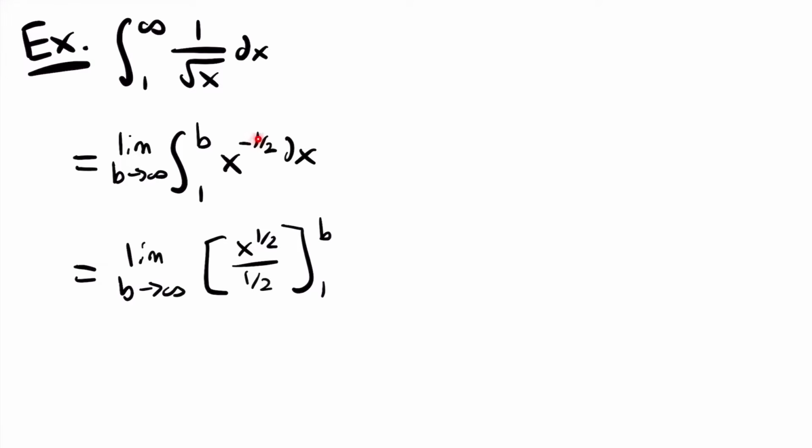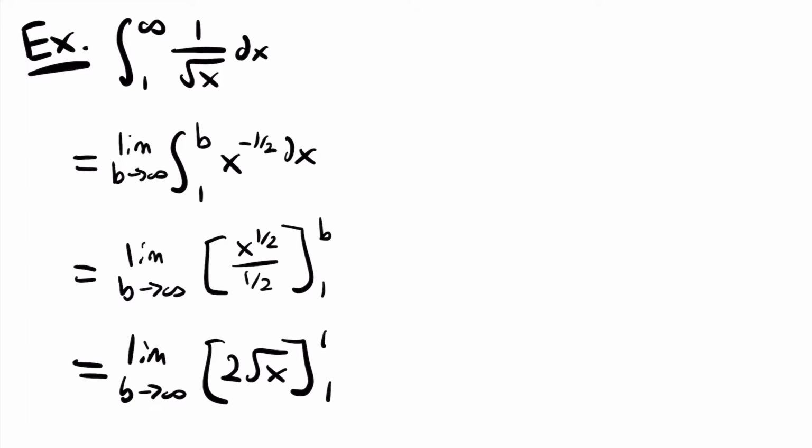Right? -1/2 plus 1 is positive 1/2, and then you will divide by positive 1/2. Now, if we rewrite this a little bit, dividing by 1/2 is the same as multiplying by 2, right? Dividing by a fraction is the same as multiplying by the reciprocal of that fraction, and the reciprocal of 1/2 is 2, and then we can rewrite our 1/2 power to be the square root of x again. So this will be equal to the limit as b approaches infinity of 2 times the square root of x, evaluated from 1 to b.